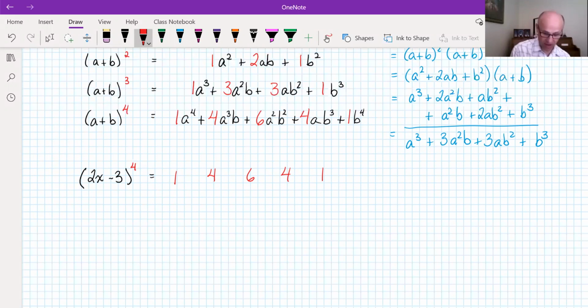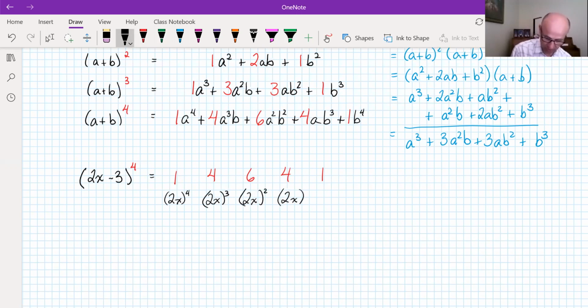In the same way that in my last row right here, I took a look at the a's going to the power of 4, power of 3, power of 2, and so on. Over in this new row, I'm going to take my 2x's, and they are going to go to the power of 4, of 3, of 2, 1. And again, technically it is 0, but I'm just not going to show it. I'll show it this time. But of course, it's going to get canceled out because anything to the power of 0 is just 1.